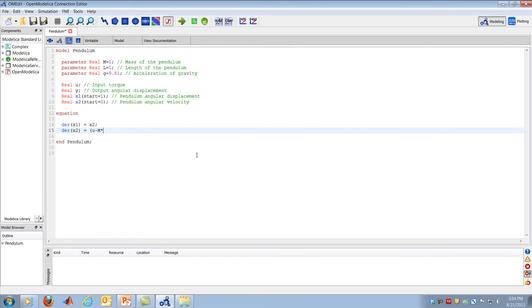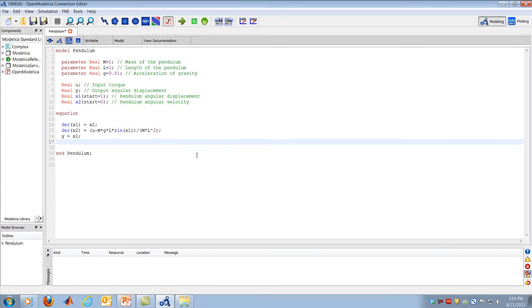So I have u minus m times g times l multiplied by the sine of x1, okay? And then that whole shebang divided by mass times length squared, so divided by m times l squared, and that's my second state equation. And then my output equation is that y is equal to x1, and the only thing I have not specified here is the input u.